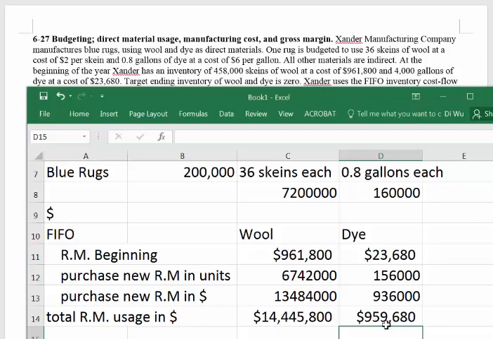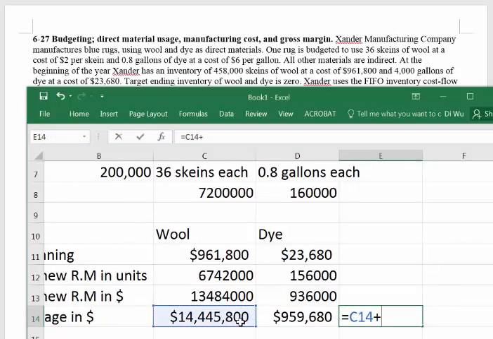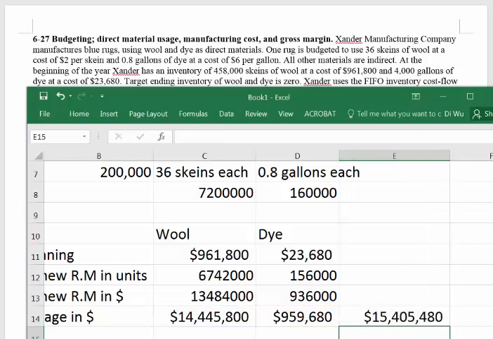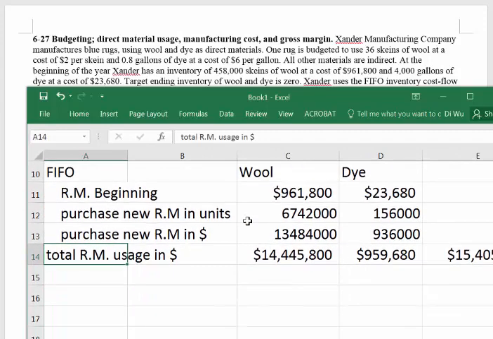the raw materials usage in dollar amount is going to be 14,445,800 for wool and 959,680 for dye. You can also add these two numbers to get the total amount. I apologize for that. And then you're going to have 15,405,480. That's the total dollar amount. So that concludes part 1.